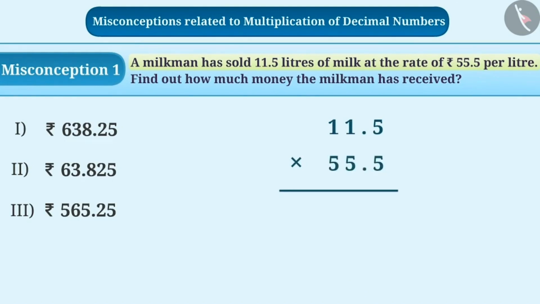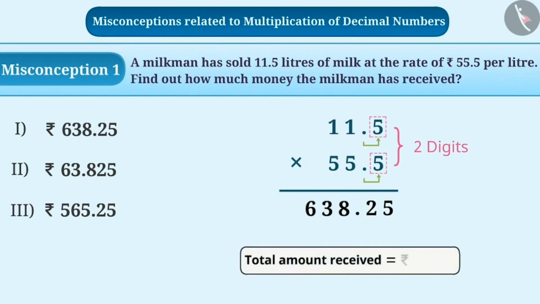To obtain the answer, first we will ignore their decimal points and multiply them. By doing so, we will get the answer as 63,825. Now we can see that 11.5 has one digit to the right side of the decimal point, and 55.5 has one digit to the right side of the decimal point. That means the numbers getting multiplied have a total of 2 digits to the right of the decimal point. Therefore, in the answer, we will place the decimal point leaving 2 digits from the right. Thus, we get the correct answer as 638.25, which means option 1 is correct.